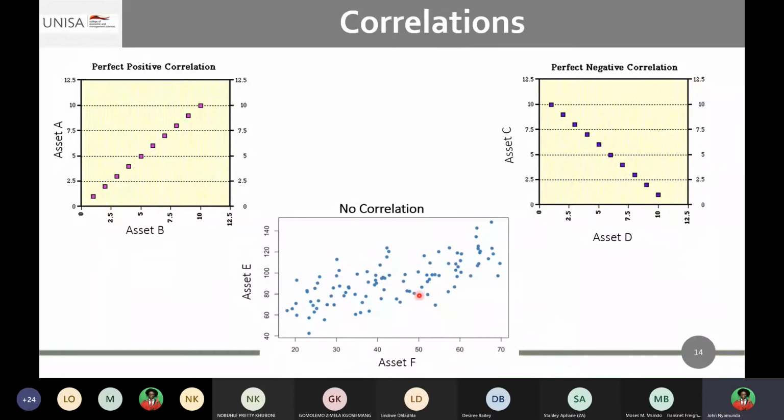Then if there's no relationship between them, if the economy does well, we don't know which assets will do well. There's no relationship, no correlation. So this correlation would be close to 0, or this correlation is going to be 0.